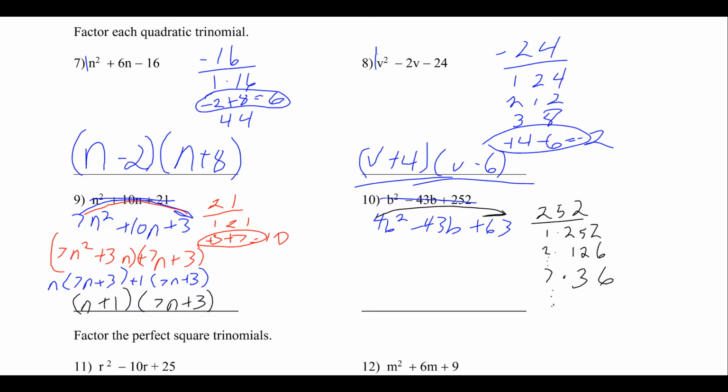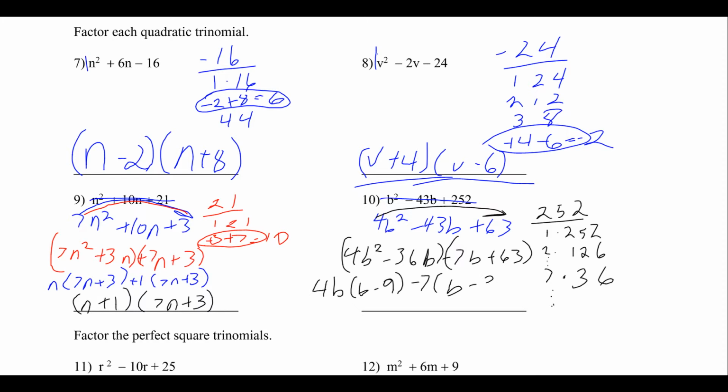I'm just kind of skipping a little bit. So we got 4b squared minus 36b minus 7b plus 63. I'm going to go ahead and section this off a little bit here. Alright, in this first section I can pull out a 4b. That's going to leave me with b minus 9. On the second section, I'm going to pull out a negative 7. That's going to give me b minus 9.